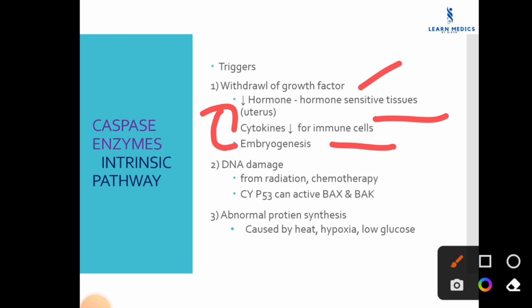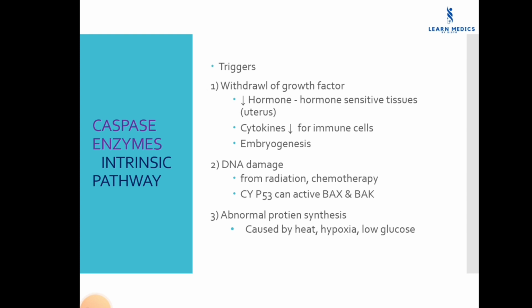And the second was DNA damage, which I already mentioned. From radiation to chemotherapy, we have DNA damage, and P53 can activate BAX and BAK, which triggers the intrinsic pathway. The third one is abnormal proteins, caused by heat, hypoxia, and low glucose. These are the triggers of the intrinsic pathway.